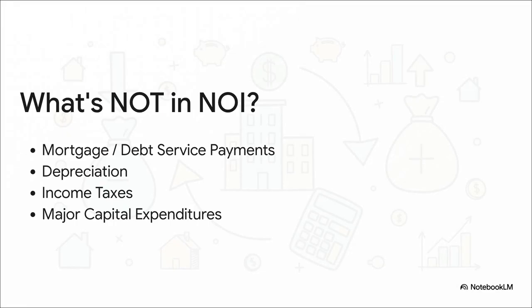But here's a golden rule, and this is just as important. What do we leave out of that calculation? We are not including mortgage payments. We're not including depreciation or big capital expenditures like a new roof. And that is totally intentional. The whole point is to measure the health of the property itself, completely separate from the investor's personal financing situation.